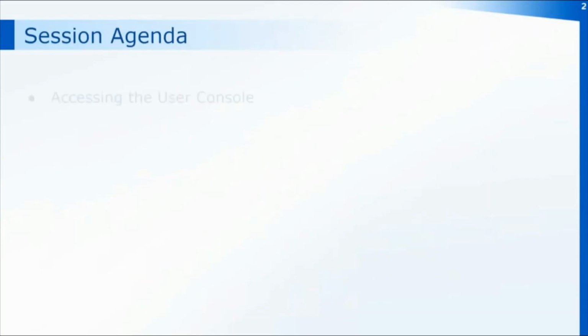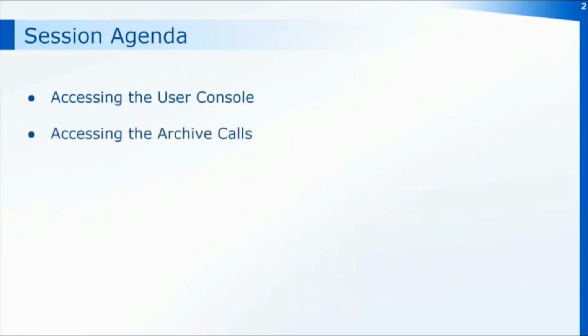During this session, we're going to look at accessing the user console, which is where you're going to get your real call data from. Within the user console, we'll look at accessing the archive calls. We'll look at the call filters that are available through the user console, and also look at manipulating the exported data in a spreadsheet. We're going to be using Google Sheets today. Obviously, you can use any spreadsheet program that you normally use within the practice.